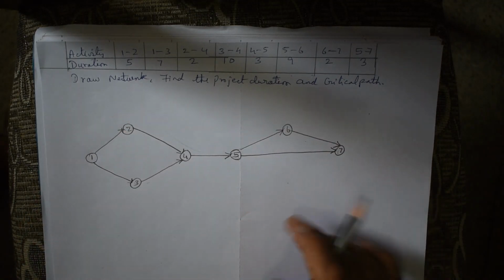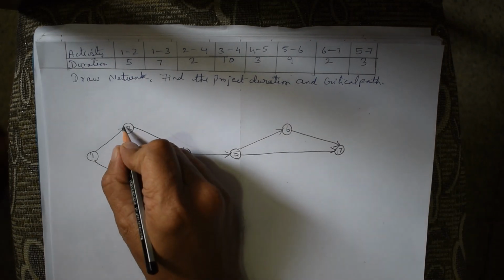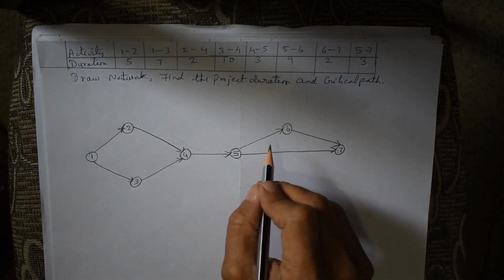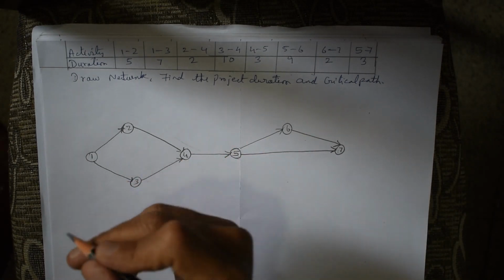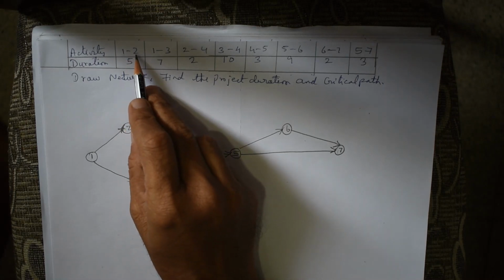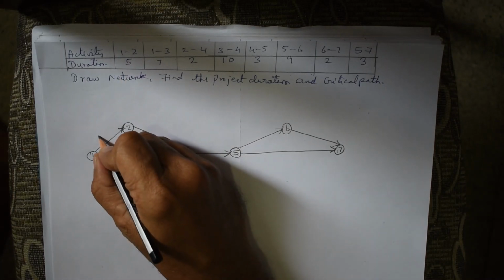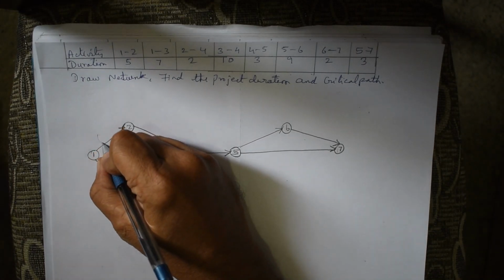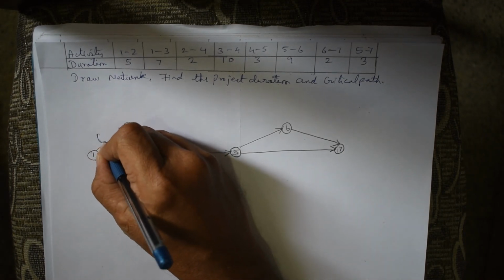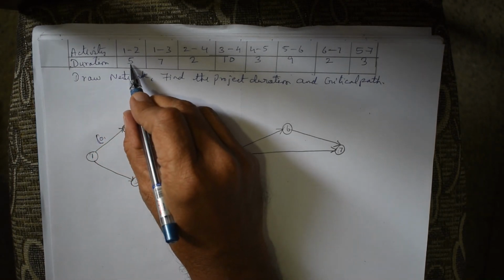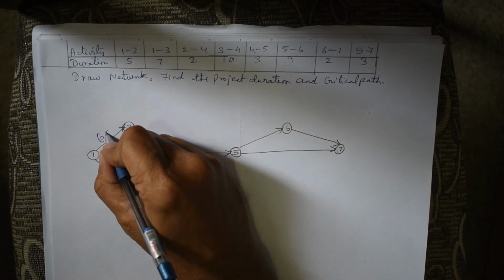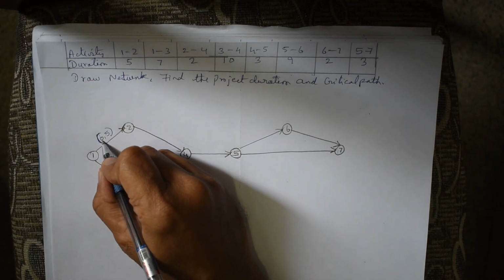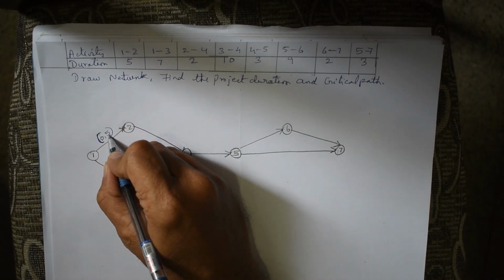What is the next question? Find the project duration. I am going to teach you the easiest way of finding the project duration. Very seldom you can find this technique in other books or places. First let us see activity 1 to 2, the duration is 5. So what you do, you take a pen. The starting time is going to be 0. So 0, duration is 5, which means 0 plus 5, the activity ends or completes at 5. The first is the starting time and the second is the finishing time.